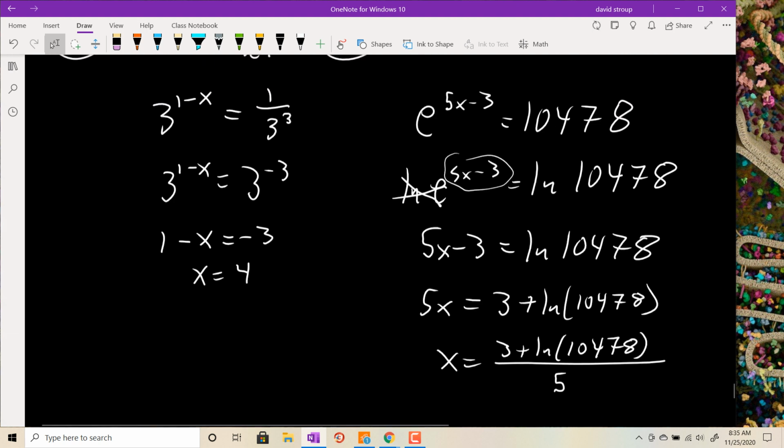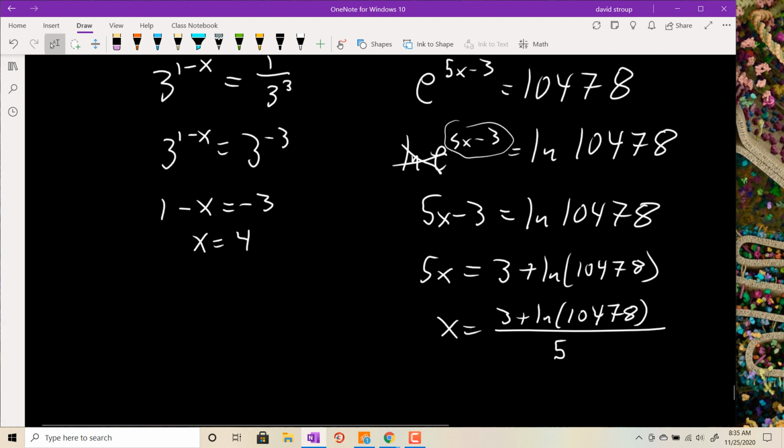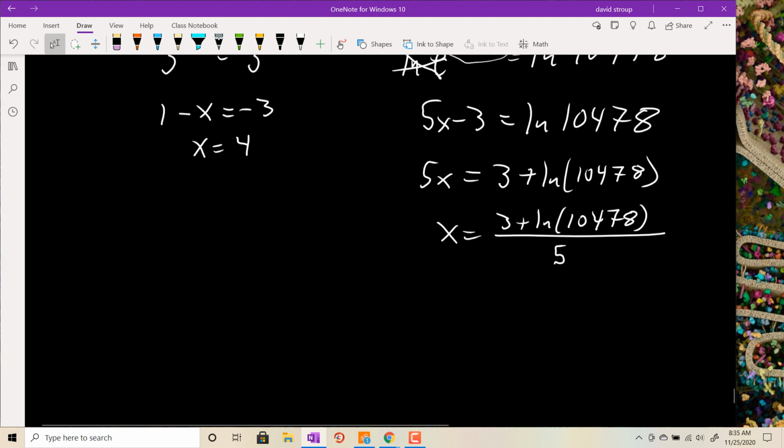Okay, and if they call for a decimal approximation, of course, get that. This one wants 2 decimal places. My calculator is currently in the shop, so I'll leave that to you. Okay. So those are exponential types.